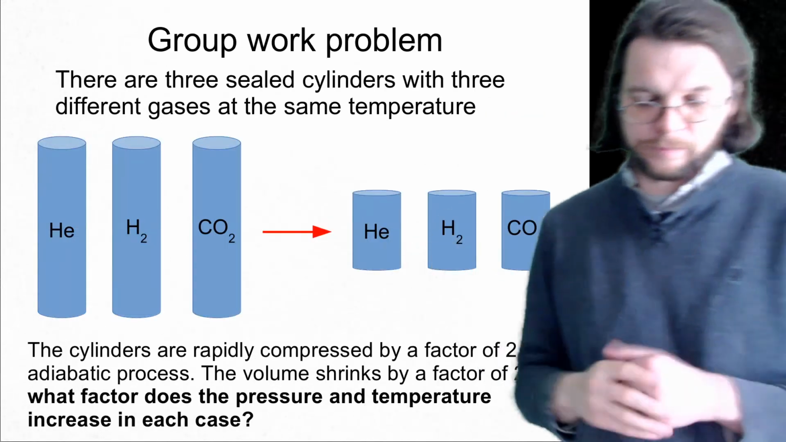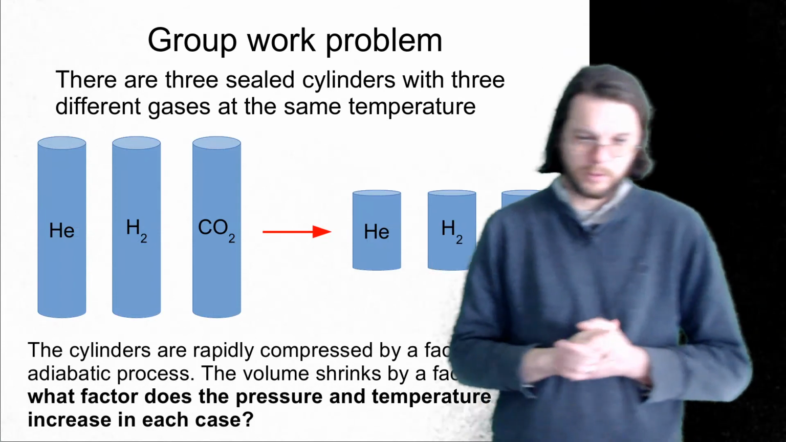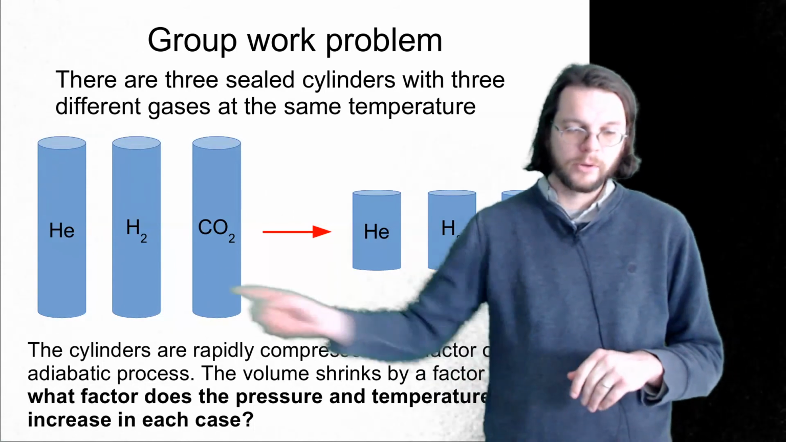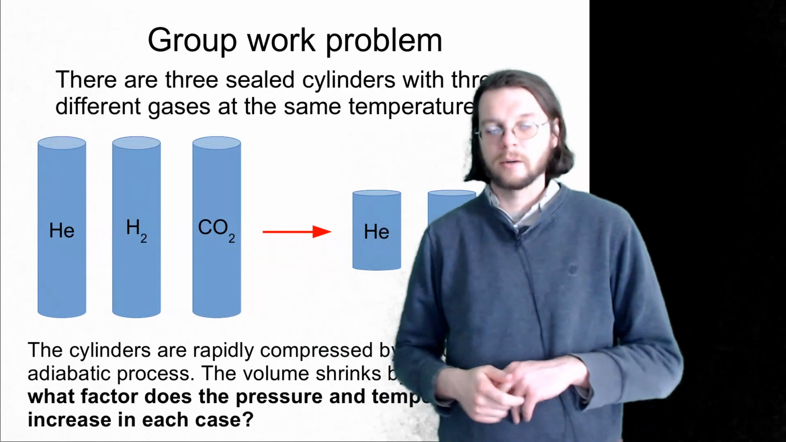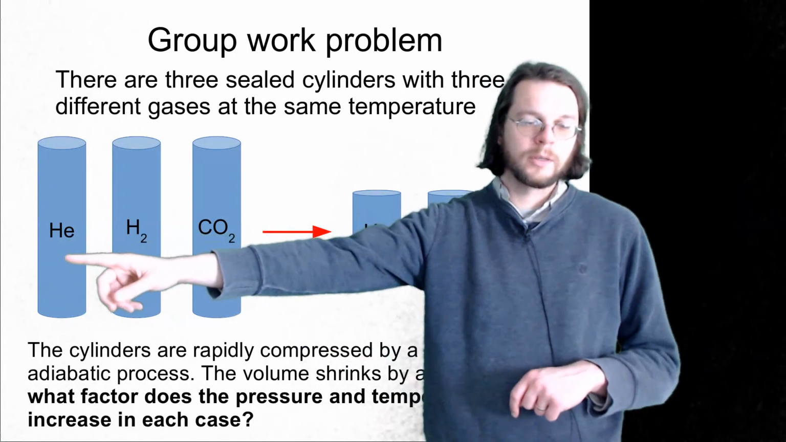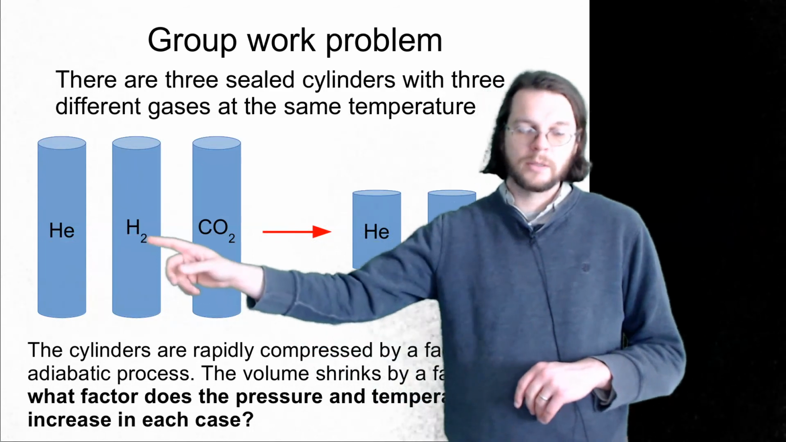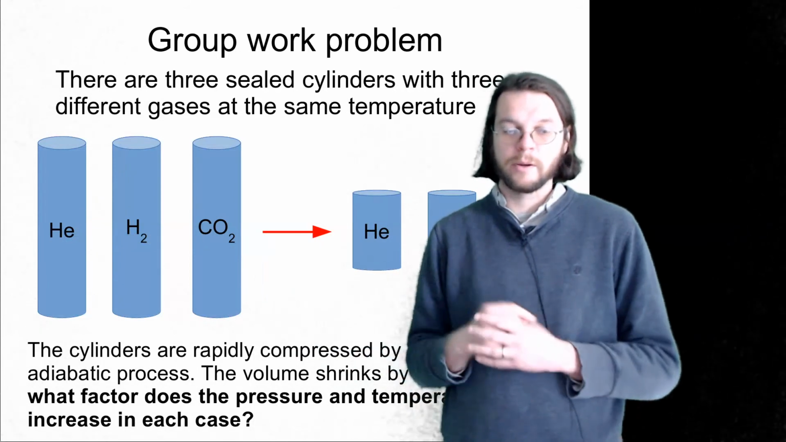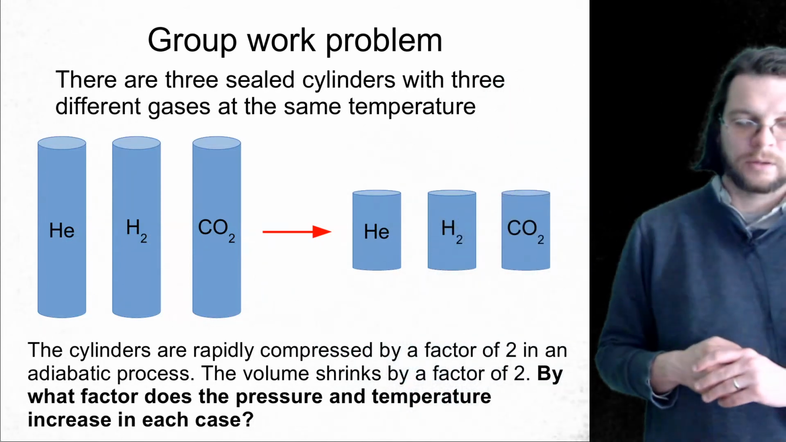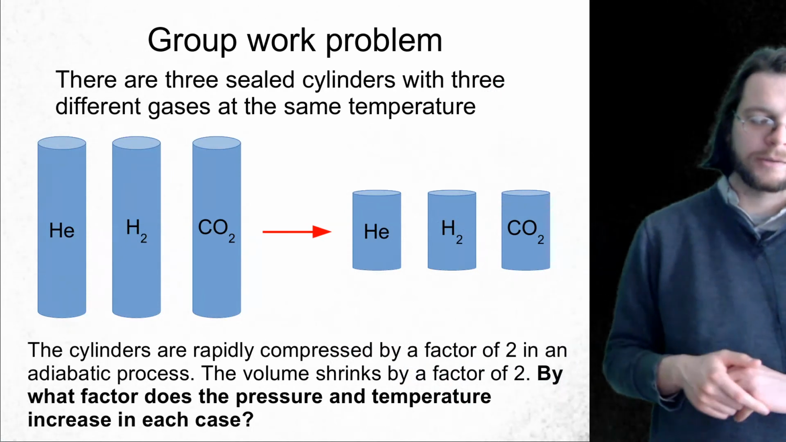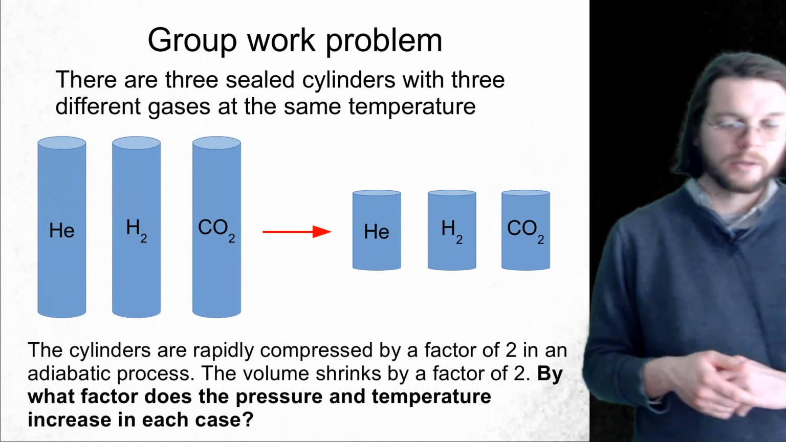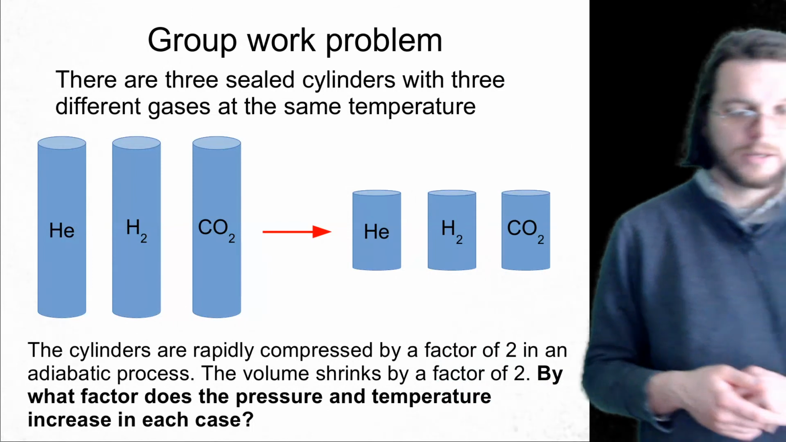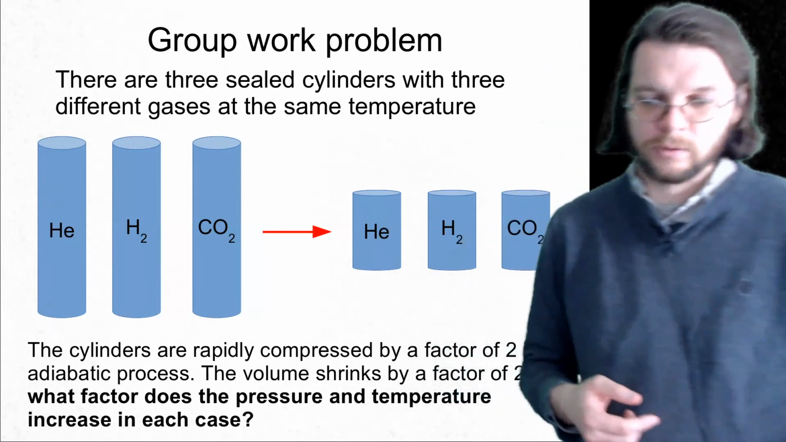So your worksheet involves compressing 3 cylinders, and you'll notice that I've chosen 3 different gases here. This one, I hope you can see, is a monatomic gas. This one is a diatomic gas, 2 hydrogens bonded together, and this is a polyatomic gas, which is three atoms bonded together. And you can compress all those. We're going to compress them rapidly by a factor of 2, and we're going to see what's the final pressure and temperature in each case. So that's the group work for this lecture.